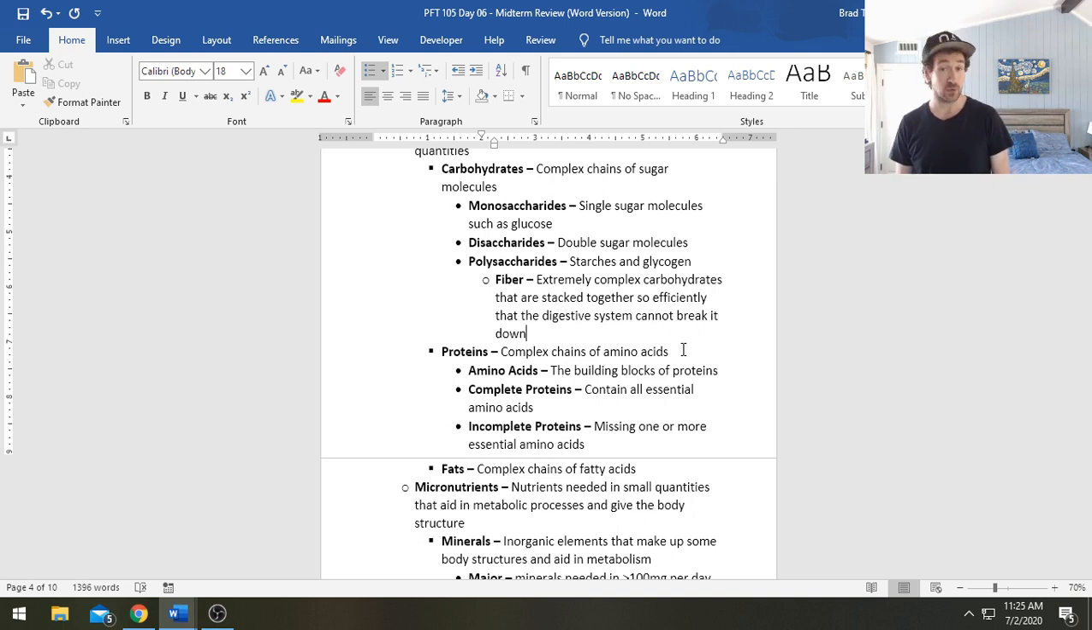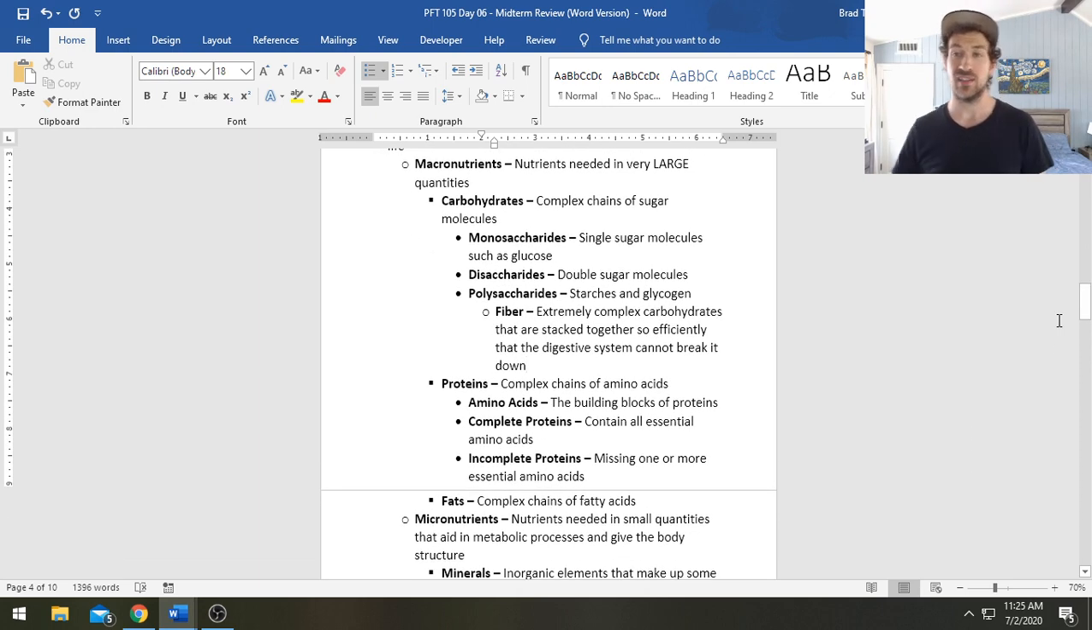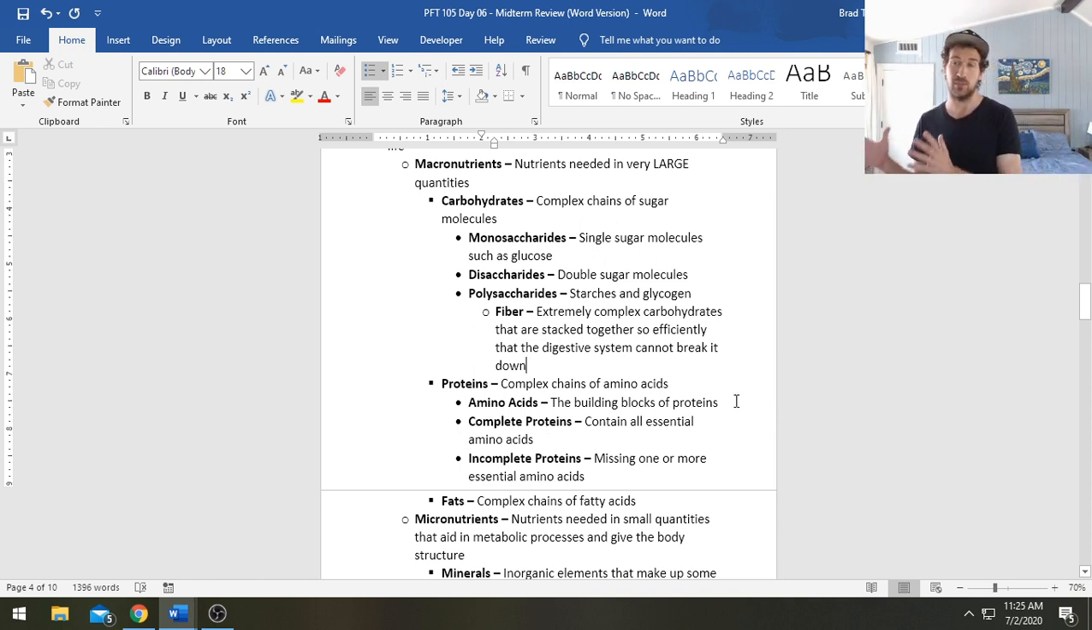So then we also have proteins. That's another macronutrient, right? That is a big complex chain of what we talked about earlier, those amino acids. So amino acids, right, they all come together to form this big complex protein. They're the building blocks there. Now, you've got 2 categories of amino acids. You're going to see what are called essential amino acids and non-essential amino acids.